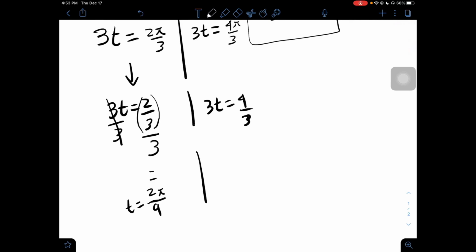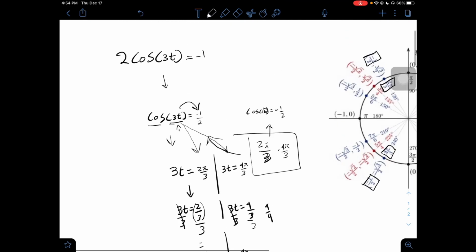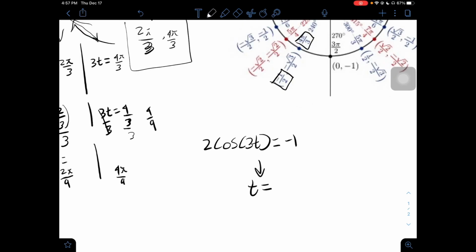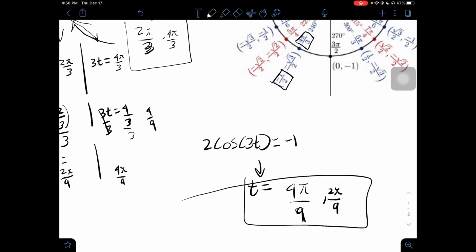Then we're going to do the same thing for 3t equals 4 over 3. Divide both sides by 3. 4 over 3 divided by 3 gives us 4 over 9. We said that we're going to add pi at the end, so we have 4 pi over 9. Our final answer for the question, 2 cosine of 3t equals negative 1, is that t equals 4 pi over 9 and 2 pi over 9. And those are our final answers.